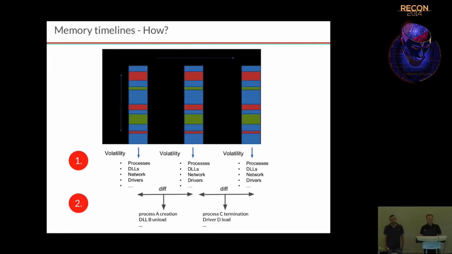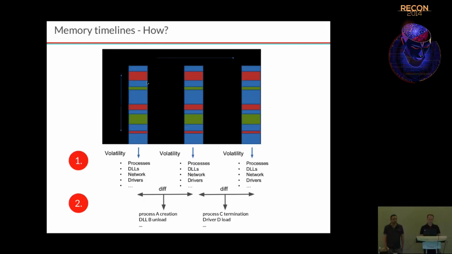What you see on the upper half here, in this picture, you have the x-axis, which is the time axis. These are the snapshots which are taken, okay? And the y-axis is physical memory. And the approach is really simple.